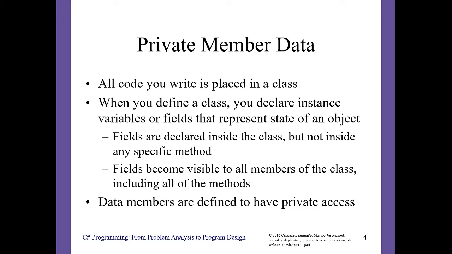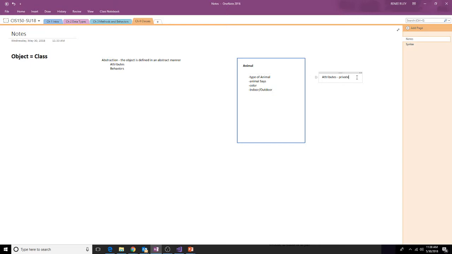These fields that I have that are attributes of my object are going to be declared inside the class, but not inside any specific method. So that means that they're going to be visible to all members of the class, or global to the class. They're going to be class level variables. And these things are always going to be defined as private. So let's add a little bit more. Our attributes are private. They're going to be class or instance level variables, which makes them global to our class. What else?